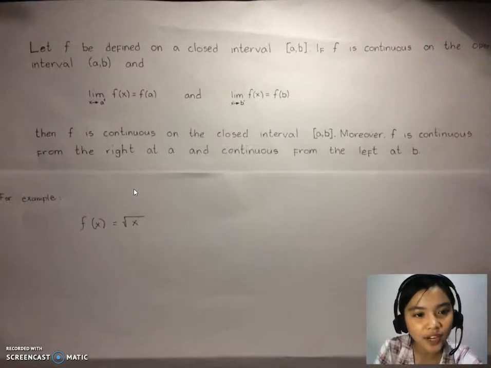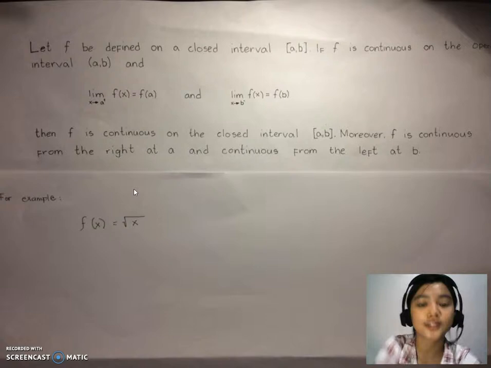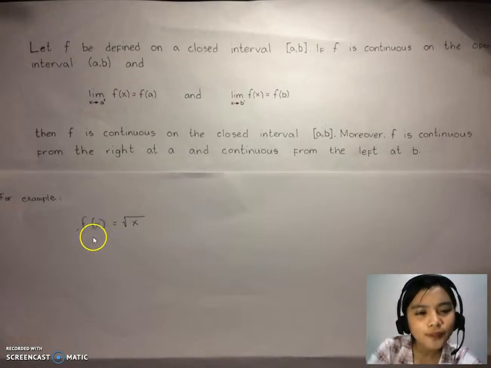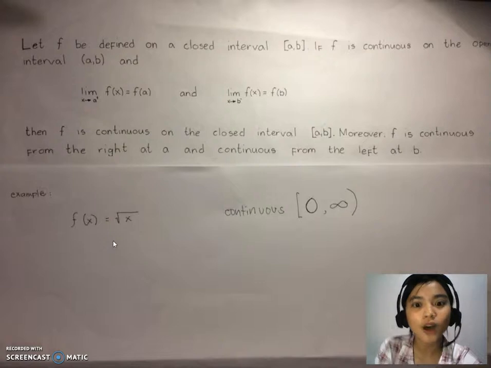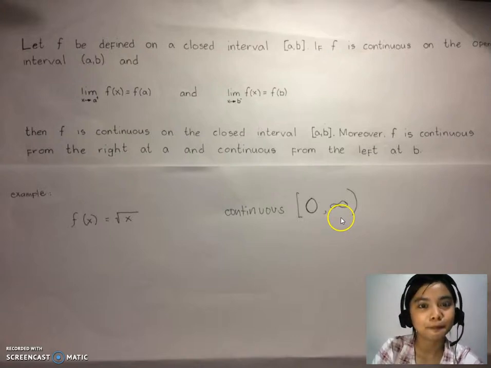What we have here is another example. We will be having this first example. So, f of x is equal to the square root of x. What do you think is the answer? Oh, it is continuous from 0 to positive infinity.